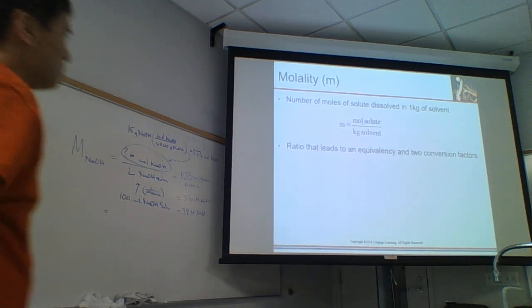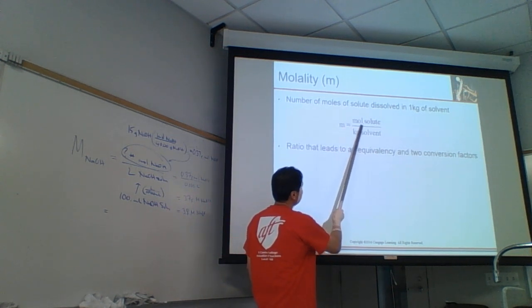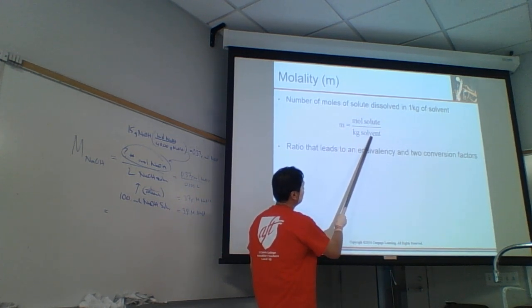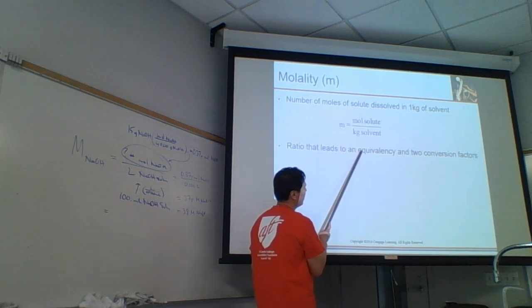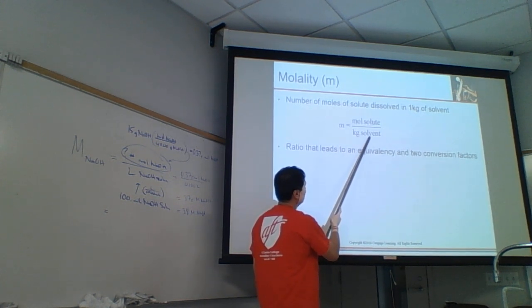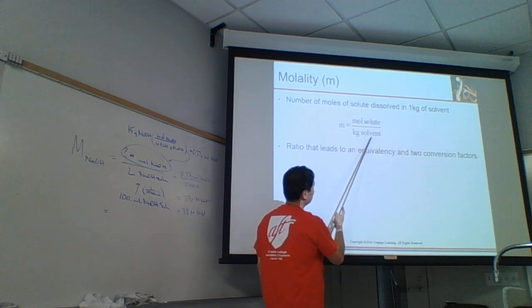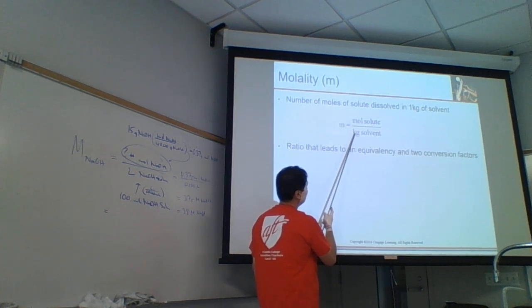Molality, with a little m versus the big M, is defined as moles of solute per kilogram of solvent. So mostly we're dealing with aqueous solutions, so moles of solute per kilogram of water. A kilogram of water is a liter. And so this is how many moles we can put in a liter.